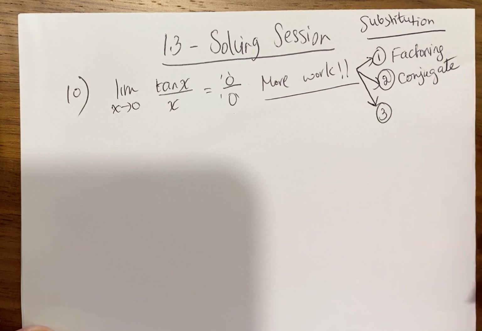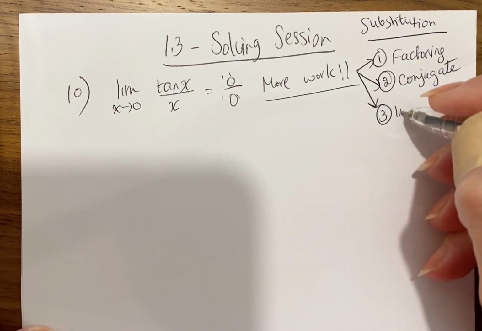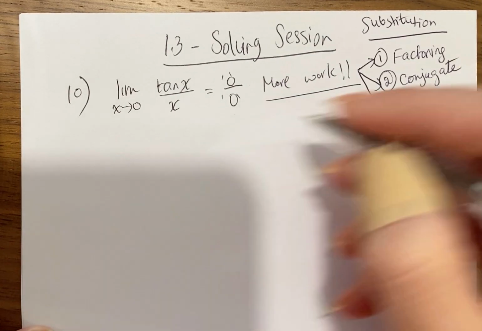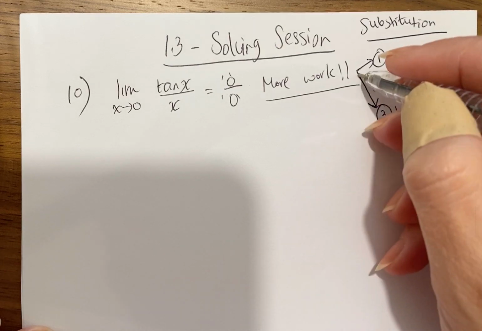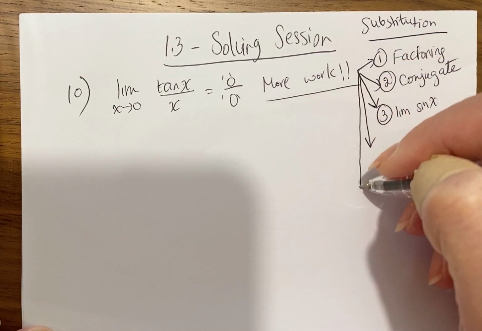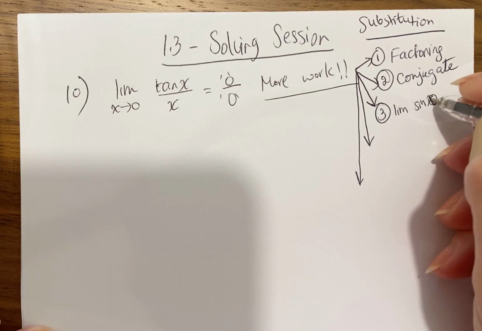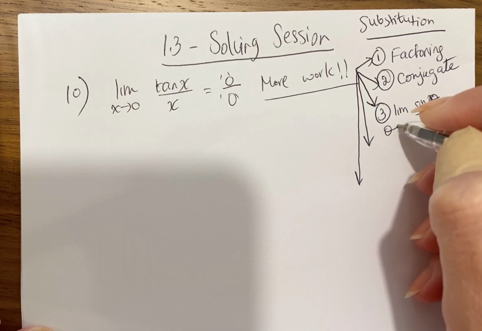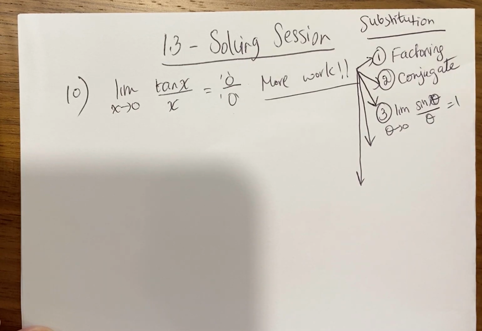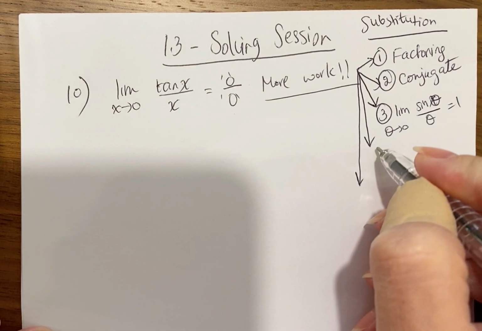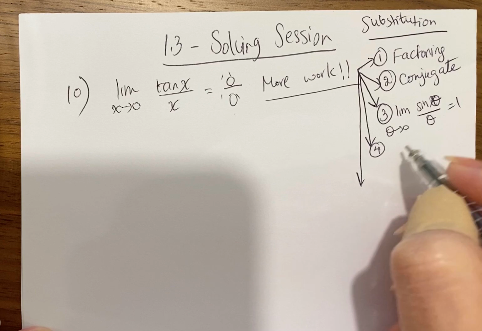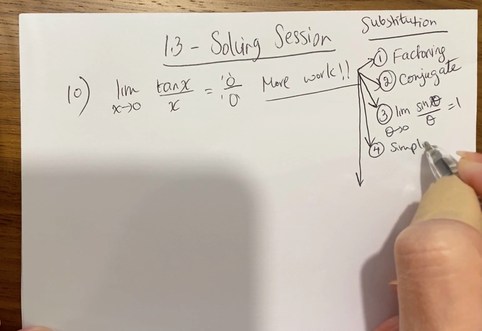A third thing that we have learned from before is that when trigonometry is available, actually three things can help us. One of the things that helps us is that the limit of sine theta over theta as theta approaches 0 is equal to 1. So this is one of the options. A second option that works when we're using trigonometry is simplification.